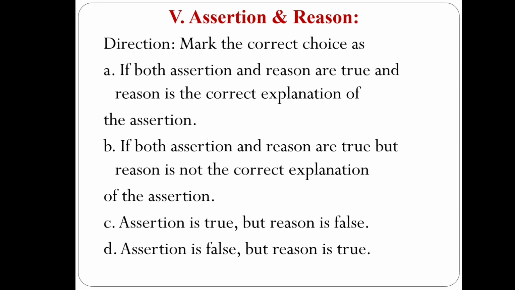If both reason and assertion are true and the reason is also correct explanation for the statement, then it is option A. If the assertion and reason both are true but the reason is not the correct explanation of the statement, then it is option B. If the assertion, that is the statement, is true but the reason is false, then the option is C. Assertion is false but the reason is true, that is the statement is false but the reason for the statement is true, then the option is D.